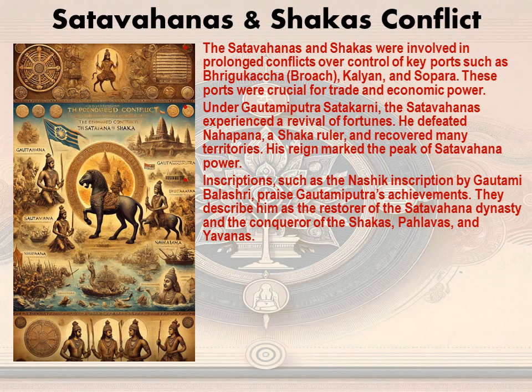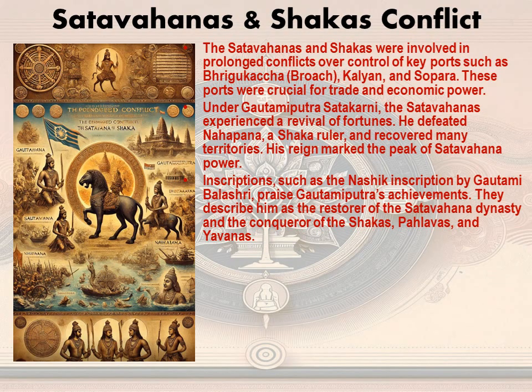They describe him as the restorer of the Satavahana dynasty and conqueror of Shakas, Pallavas, and Yavanas. So he not only expanded his territory and restored the glory of the Satavahana dynasty, but also conquered territories of Shakas, Pallavas, and Yavanas. Here, Shakas, as we know, were contemporary to Gautamiputra Satakarni, almost in the same region. Pallavas were based in the southern part of the Deccan, and Yavanas referred to the Indo-Greek rulers. So these were the three categories of rulers conquered by Gautamiputra Satakarni, as mentioned in the Nashik inscription by Gautami Balasri.